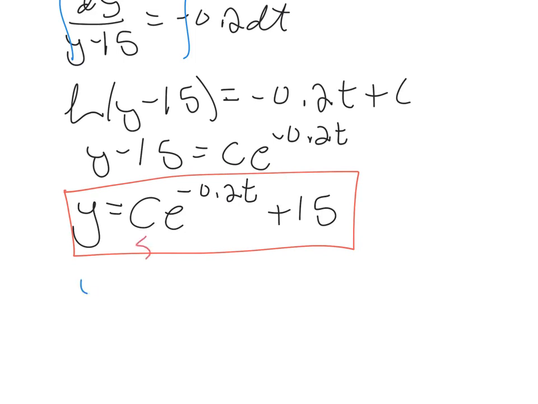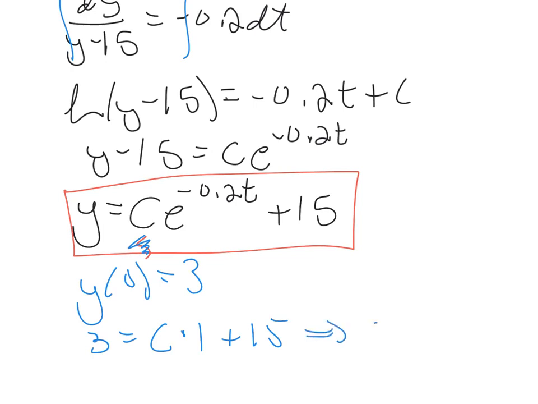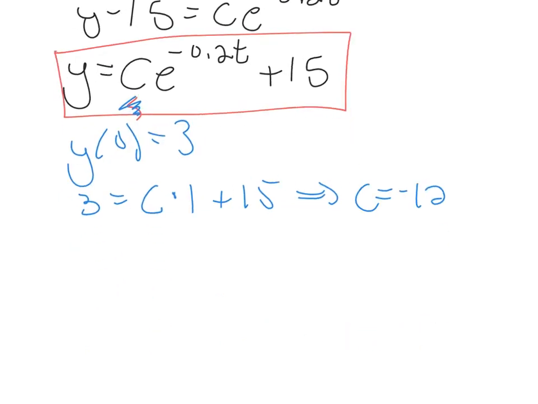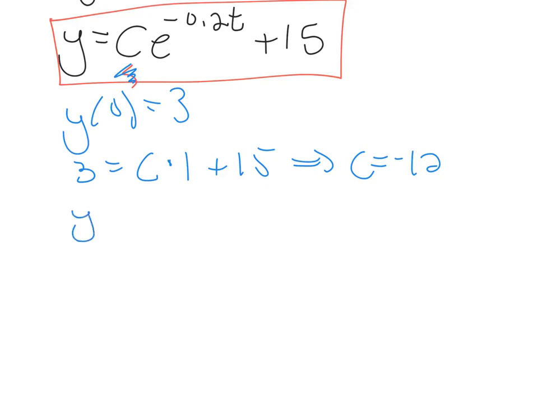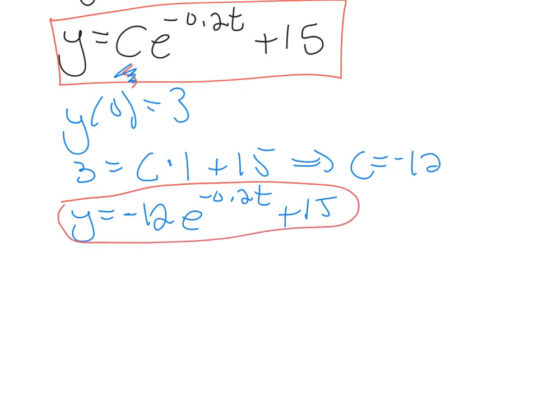So let's actually do it. Let's say we had y of 0 equal to 3. It doesn't matter what it is, just as an example here. So if we put in 0 for t, I'm going to get 3 out for y. So 3 equals c times 1, because e to the 0 is 1, plus 15, which implies that c is negative 12. So we get our solution, which is negative 12 e to the negative 0.2t plus 15. So with my initial condition, I actually have a nice solution.